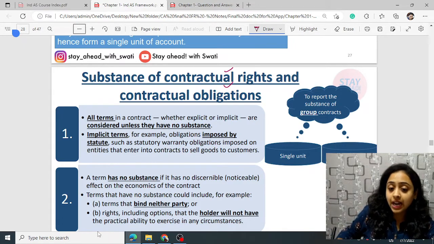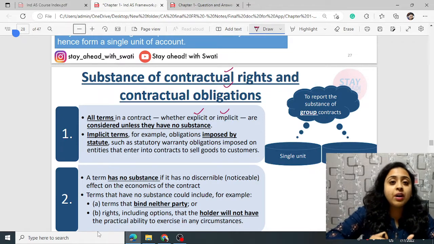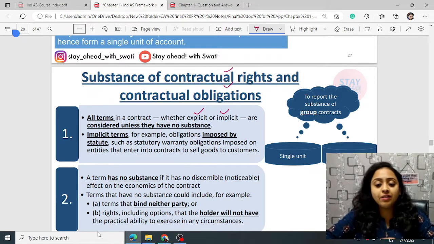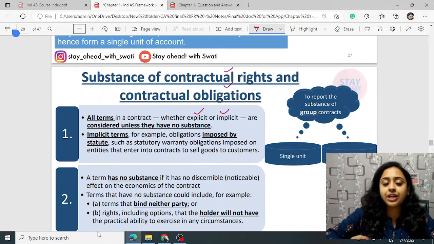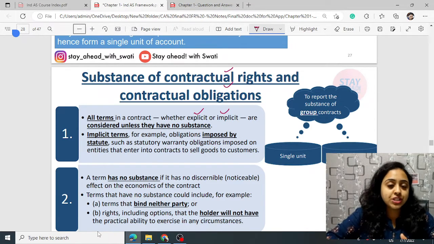All terms in a contract, whether explicit or implicit, whether expressly written down or implied without being said while negotiating. Explicit terms are those that are told at the time of negotiation, and implicit are those that are not told or discussed at the time of negotiation. Whether explicit or implicit, they are always considered unless they have no substance, that is, no impact on decision making.